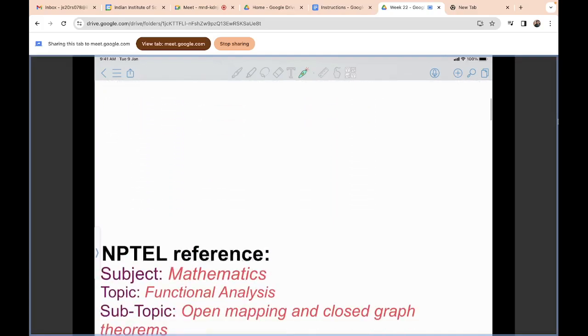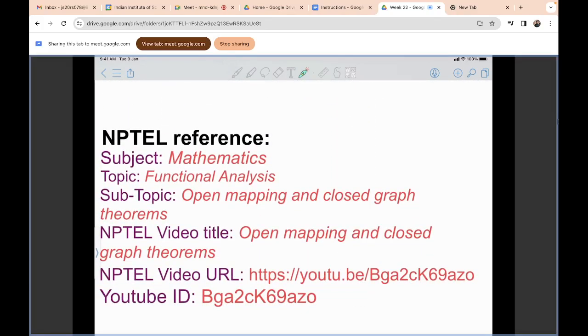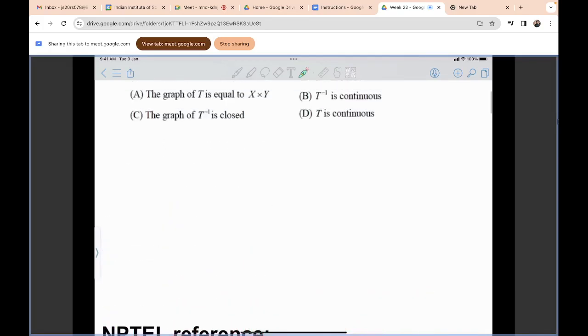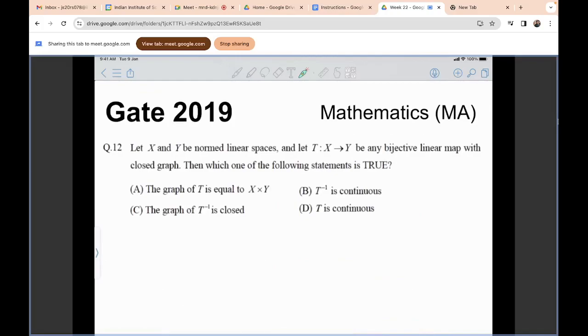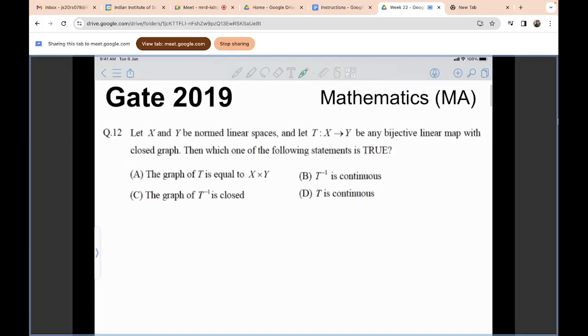In order to solve this, this is the NPTEL reference. This you can look into it. Okay, so let's start solving the question. It is given that X, Y are normed linear spaces, not necessarily Banach spaces, so they may not be complete. It is saying that the linear operator has closed graph. But as X and Y are not necessarily Banach spaces, we cannot use the closed graph theorem, because for the closed graph theorem, X and Y need to be Banach spaces.